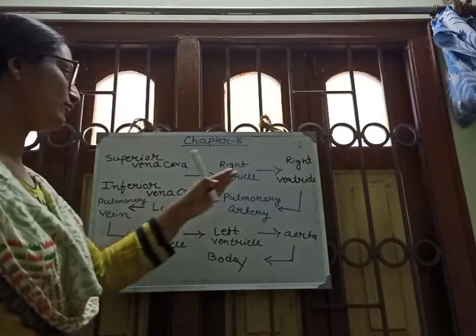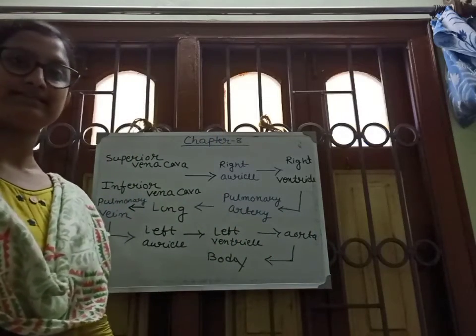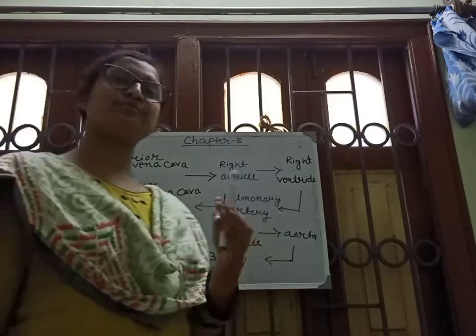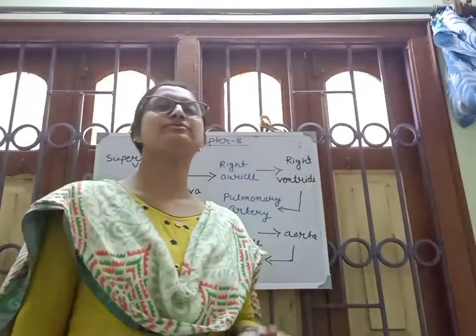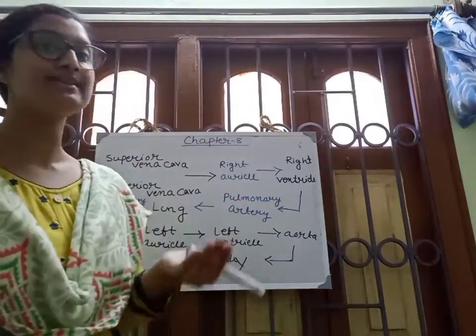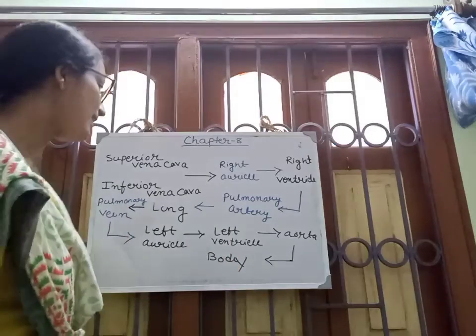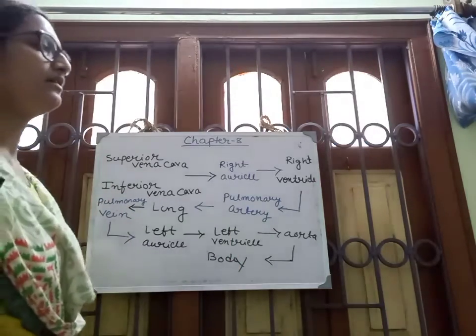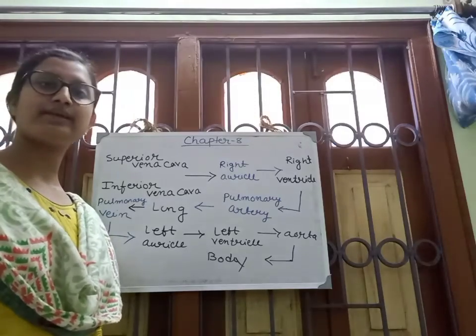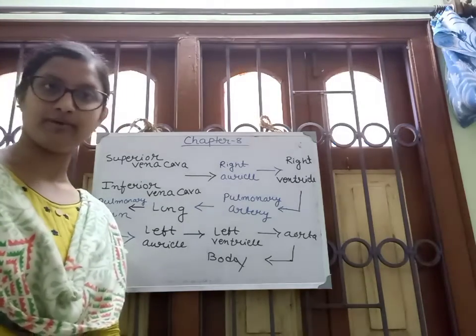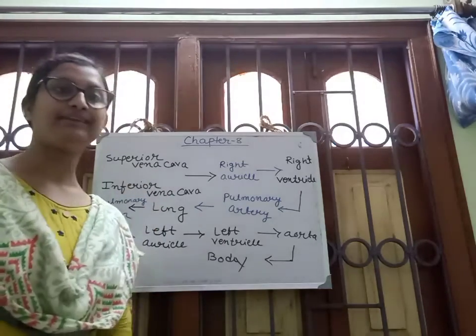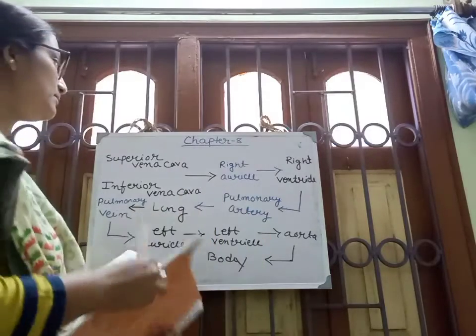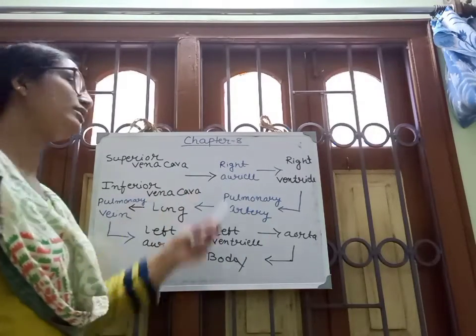Here I am writing on this flow chart. You will easily understand which portion is the systemic circulation and which portion is the pulmonary circulation. First, you can see the two types of veins present, the superior vena cava and inferior vena cava. All the deoxygenated blood comes first here.